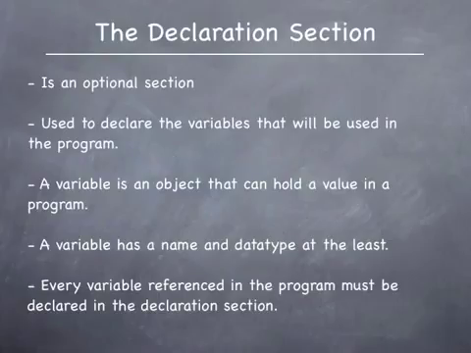Here are some of the important concepts associated with the declaration section. Firstly, it is an optional section. It is used to declare variables that will be used in a program. A variable is an object that can hold a value in a program. A variable is given a user-defined name and is identified with a data type. The data type identifies the type of value the variable can store. Every single variable that you reference in a program should be declared in the declaration section.